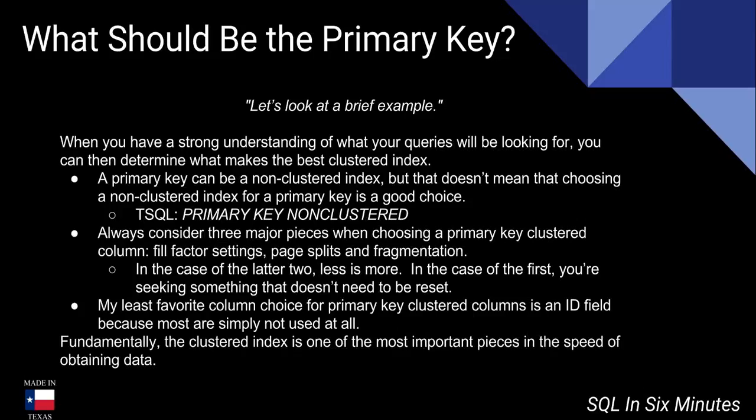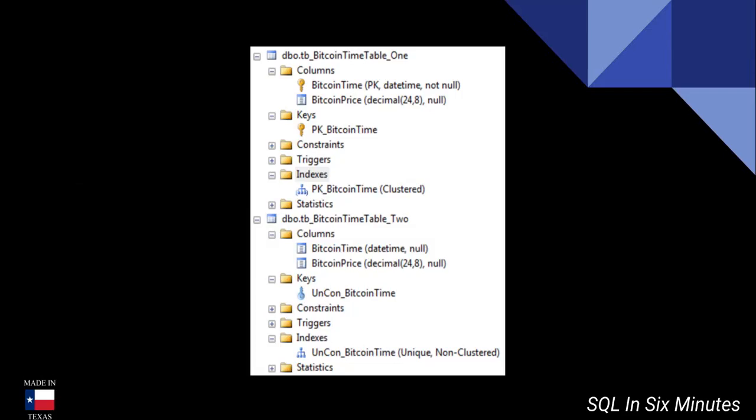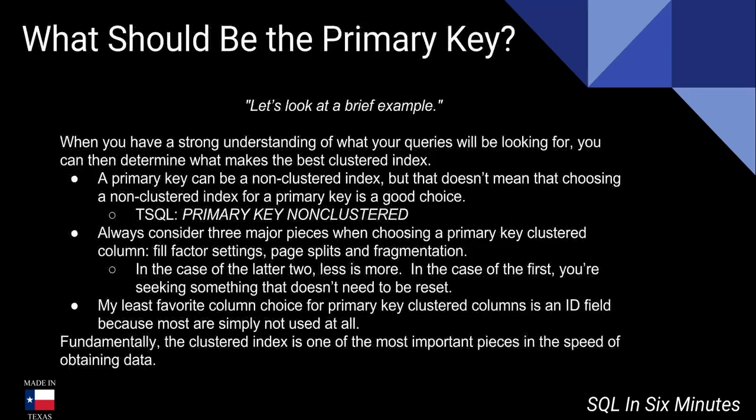And then, of course, finally here, the clustered index is one of the most important pieces when we're talking about the speed of obtaining data. So it is something that you should put some thought into, and it is something that you should imagine what queries are going to be used against the table, whatever it is. In the case of, if we go to this example, the Bitcoin price, the Bitcoin time is going to be one of the big filters there. Okay, I'm going to be looking for what was the Bitcoin price between this time. It's just going to be one of the big pieces, okay?